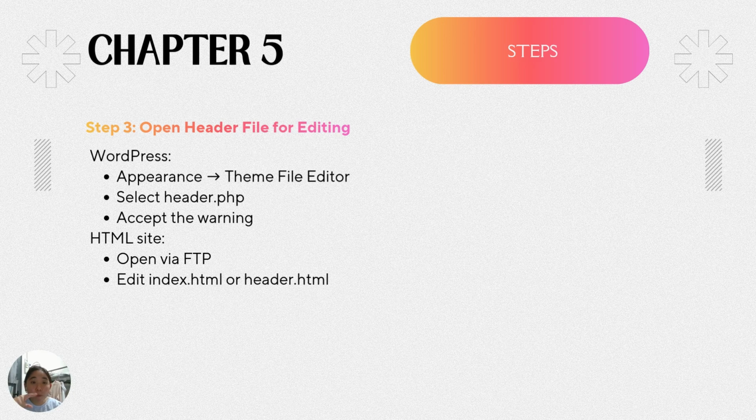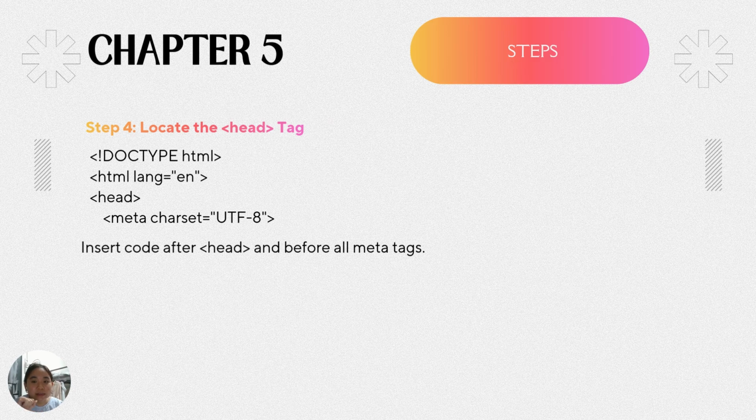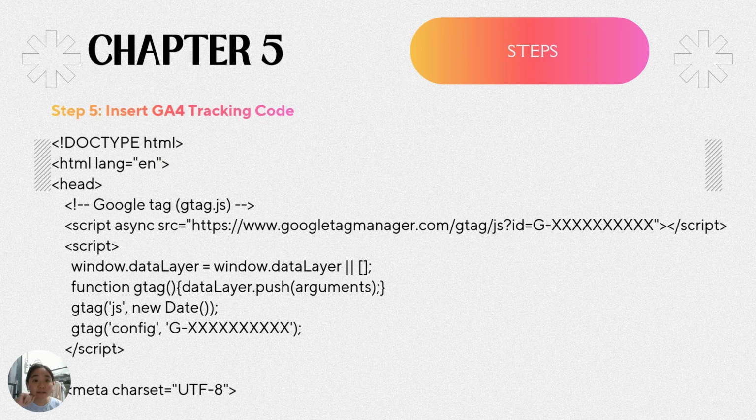Step three is open the header file for editing. For WordPress it's Appearance, Theme File Editor, select the header.php, and accept the warning. For HTML sites, you can open via FTP or edit the index.html or header.html. For step four, locate the head tag, and insert the code after the head tag and before all meta tags. Step five, insert the GA4 tracking code as I show on the screen.